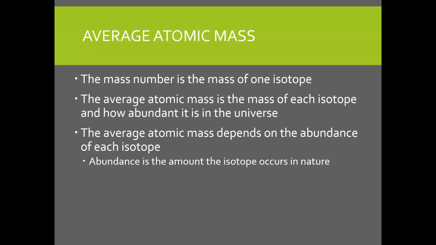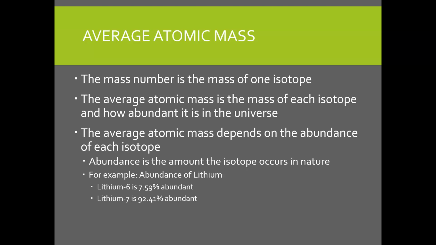Keep in mind that abundance is the amount the isotope occurs in nature. For example, for the abundance of lithium, lithium-6 is 7.59% abundant. Lithium-7 is 92.4% abundant. When you look on the periodic table, you see that lithium has a mass of 6.94. That is because lithium-7 is so much more common that the mass is closer to that 7 than it is to the 6, because the 6 isn't near as common.